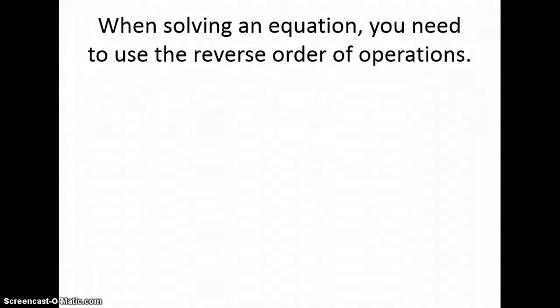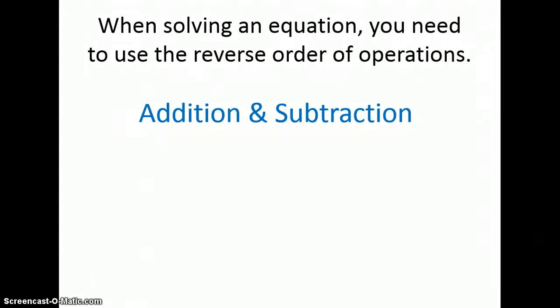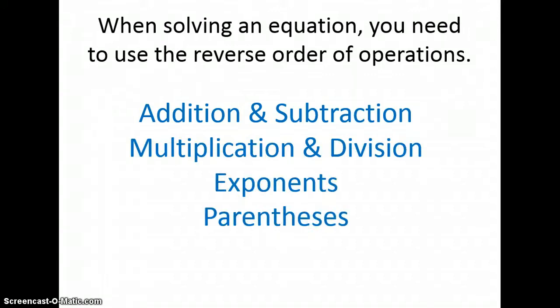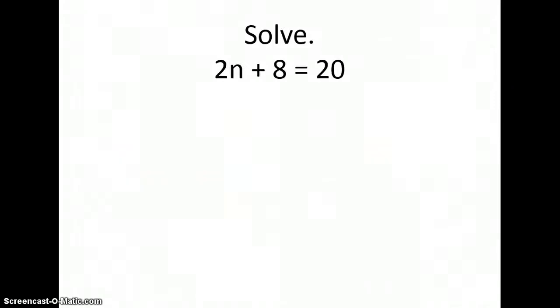So I'm first going to undo addition and subtraction, then I'll undo multiplication and division, and then exponents, and then any operations I have within the parentheses or grouping symbols. So let's look at an example. In this problem, I have multiplication and addition. But since I'm solving this equation, I'm going to work backwards. Meaning, instead of taking care of the multiplication first, I need to take care of the addition, and I do that by using the inverse operation, which is subtraction. Then I'm going to need to use the inverse operation of multiplication, which is division.